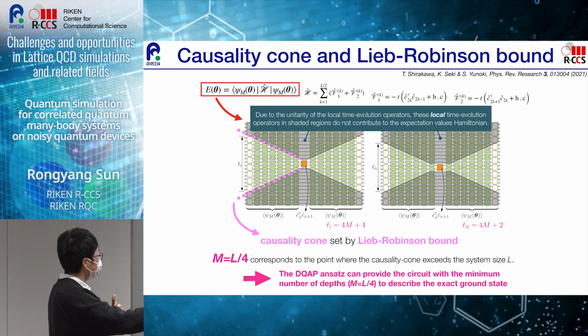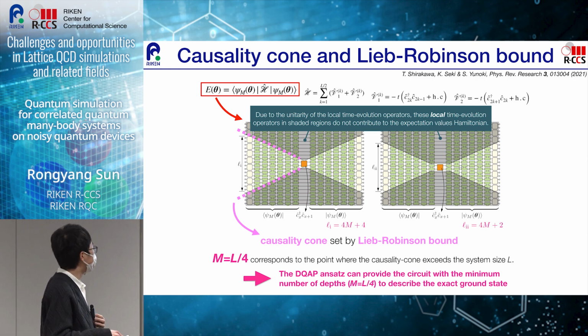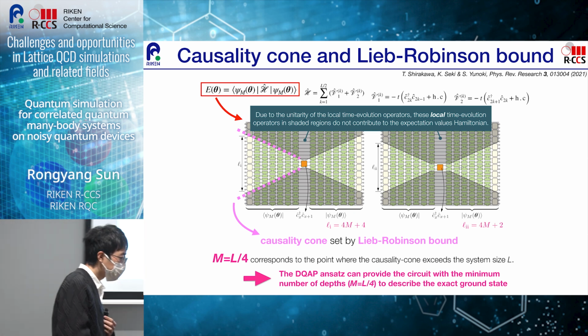After the depth increases to R over 4, the left end and the right end qubits can be connected by the circuit, which means your information can be processed in the whole system, and after that, this ansatz can give you the exact result.